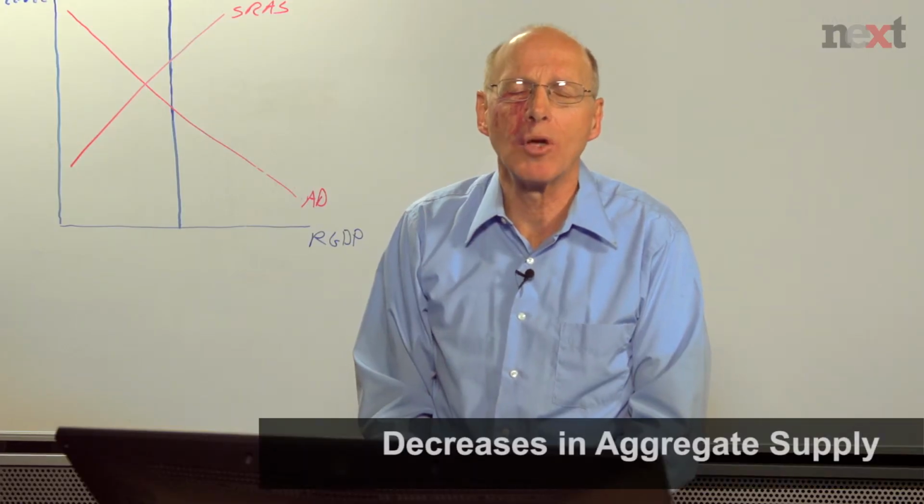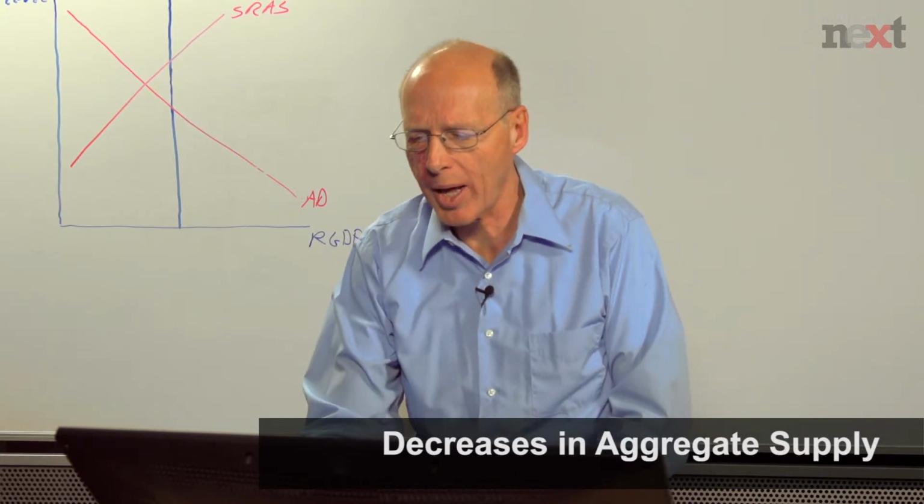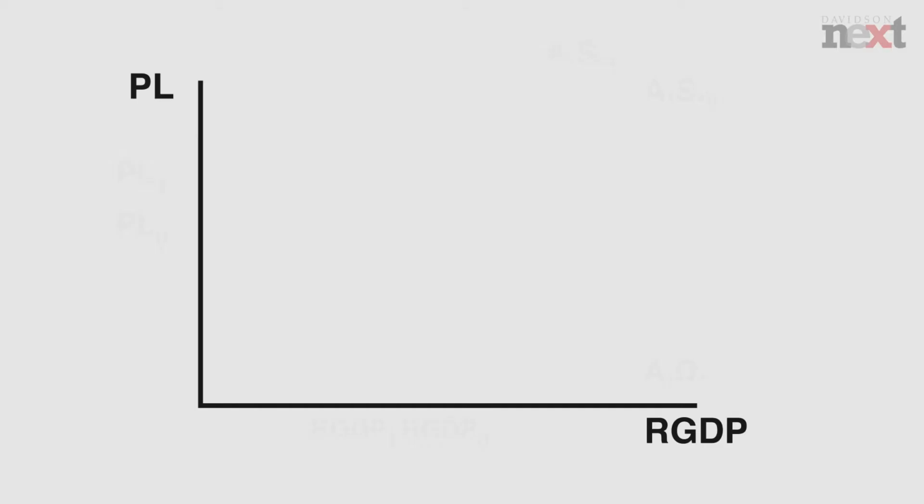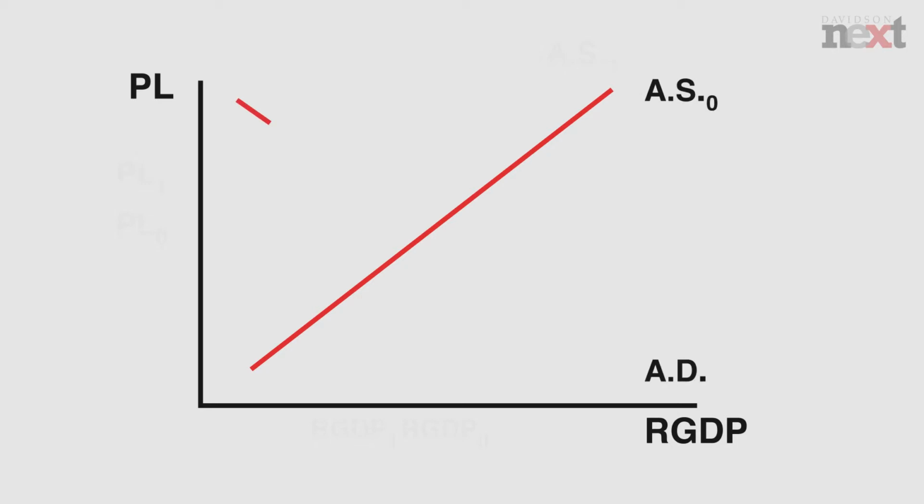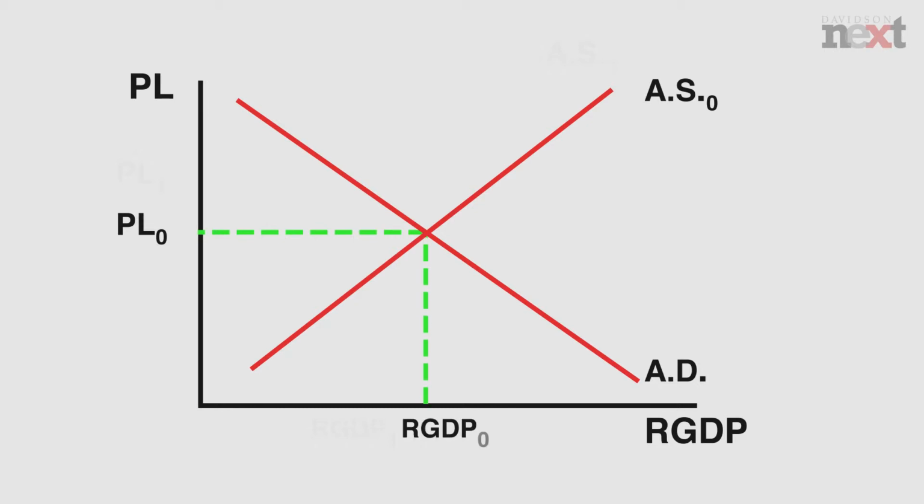Now let's see what happens when there's a decrease in aggregate supply. So again, let's assume that the economy is in a short-run equilibrium. So we have our upward sloping aggregate supply curve, AS0, our downward sloping aggregate demand curve, AD, and the economy is in a short-run macroeconomic equilibrium associated with the intersection between the aggregate supply and aggregate demand curves. So the economy is at the general price level, PL0, and the level of real GDP, RGDP subscript 0.